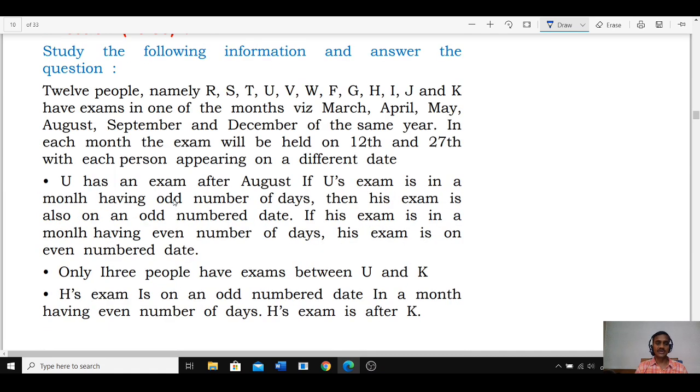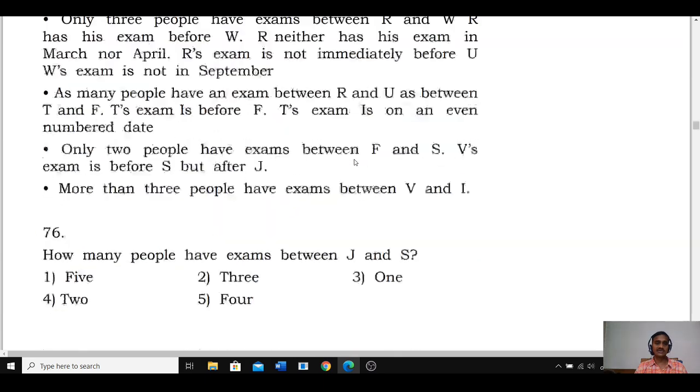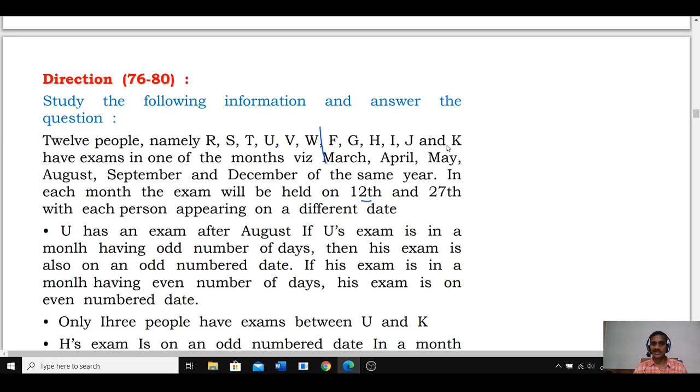Then 76 to 80. Now in this 76 to 80, 12 people, RSTU, VW, isn't it? FGH, IJK have exams in one of the 6 months, March, April, May, August, September, December, on either 12th or 27th. మనకి ఇక్కడ ఏమున్నాయి చెప్పండి? 2 different months ఉన్నాయి. What are the 2 different dates? March 12th, March 27th. Next one, April 12th, April 27th.